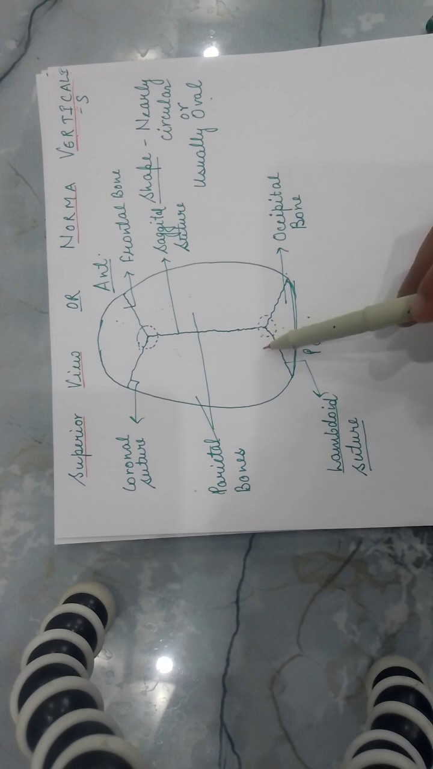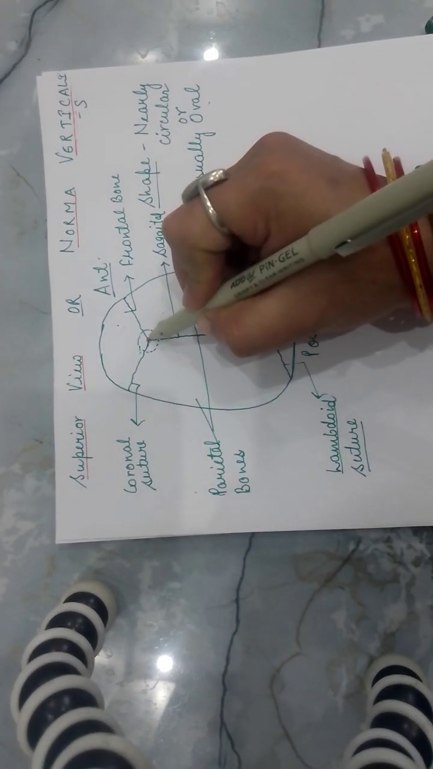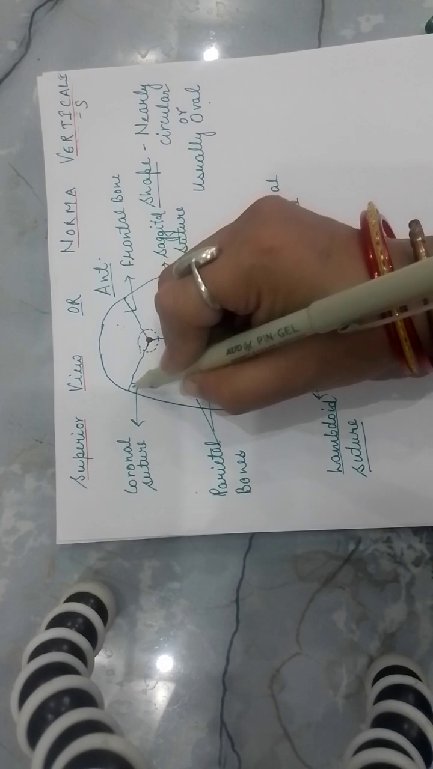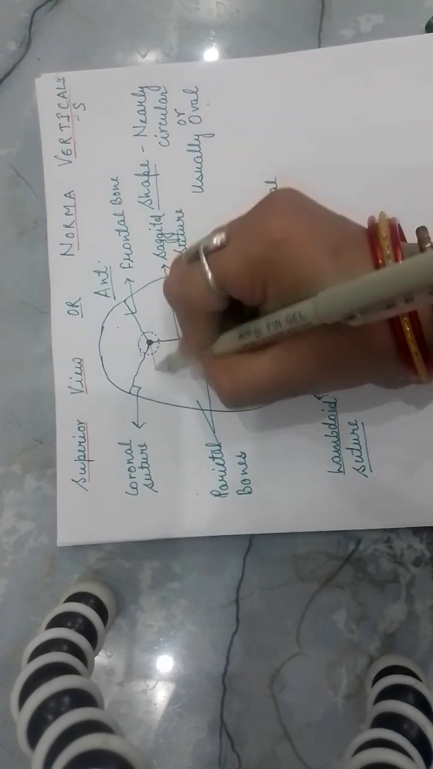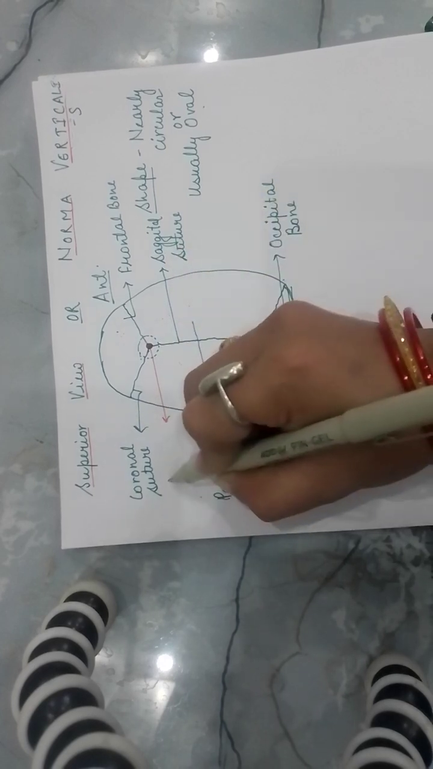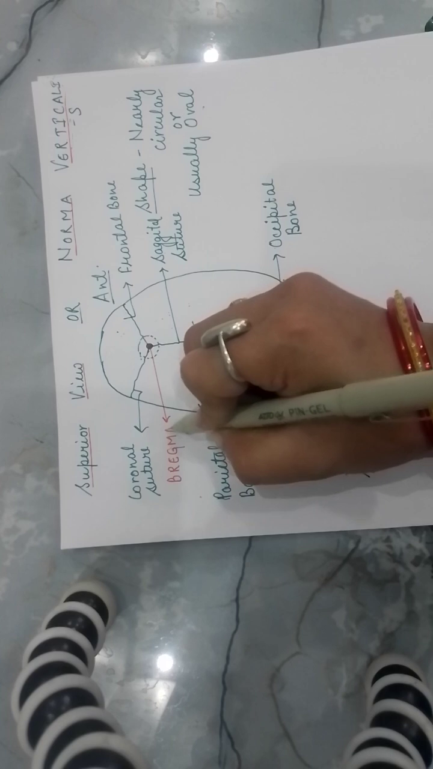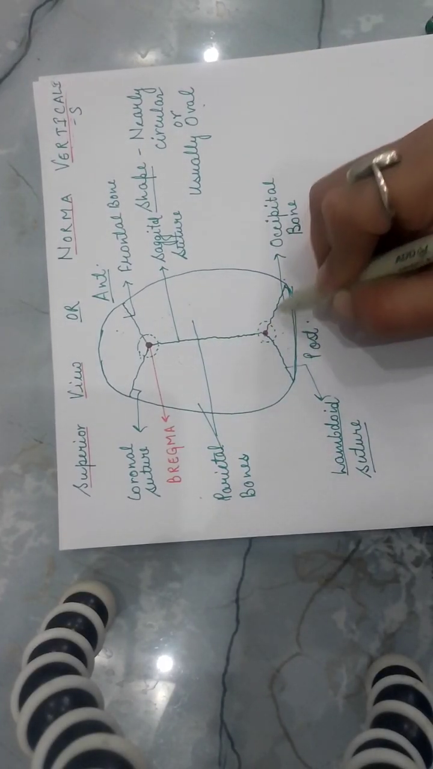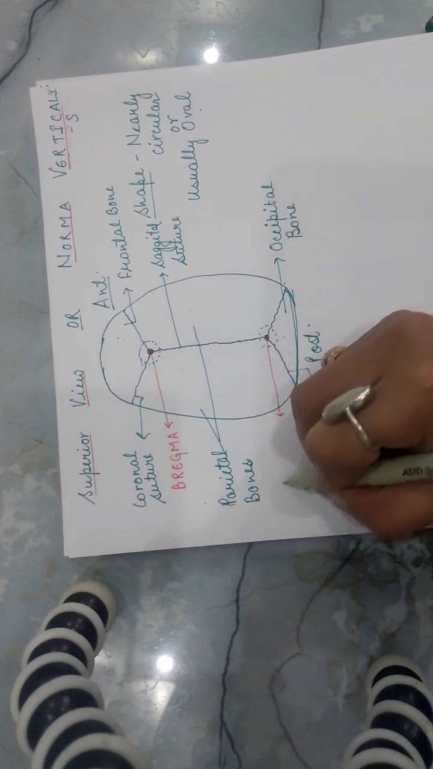Now, between the occipital bone and the two parietal bones, there is the lambdoid suture. The meeting point between the coronal suture and the sagittal suture is known as bregma. And the meeting point between the lambdoid suture and the sagittal suture is known as lambda.